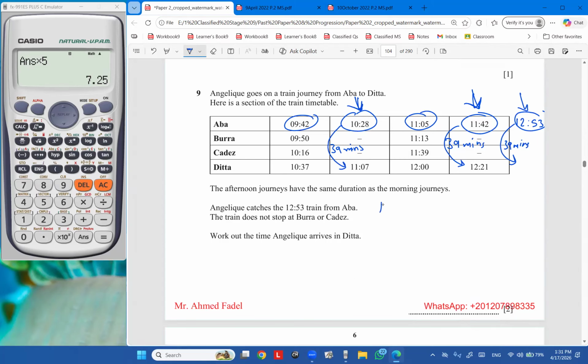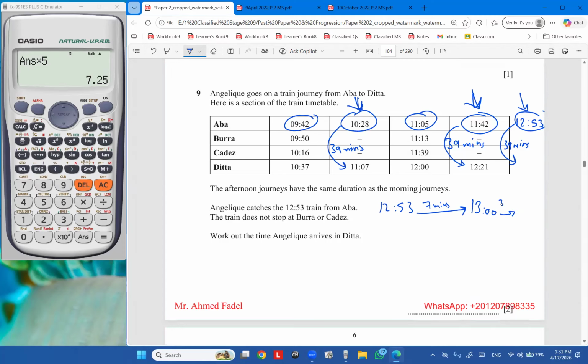So adding it to this, 12:53, 39 minutes, but I'm going to do this in 2 steps. First, adding 7 minutes, which will lead me to 13. Be careful over here because we're using the 24-hour clock. They're not using the 12-hour clock, AM and PM. They are using the 24-hour clock, and they're telling you that this is the afternoon, so it is 13 after 7 minutes. Yes, but I still have 32 more minutes to reach the 39 minutes.